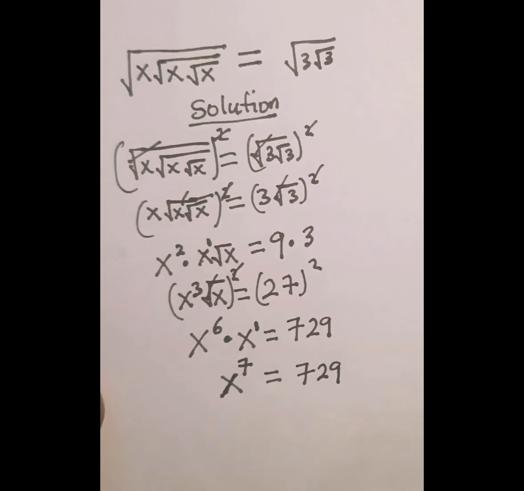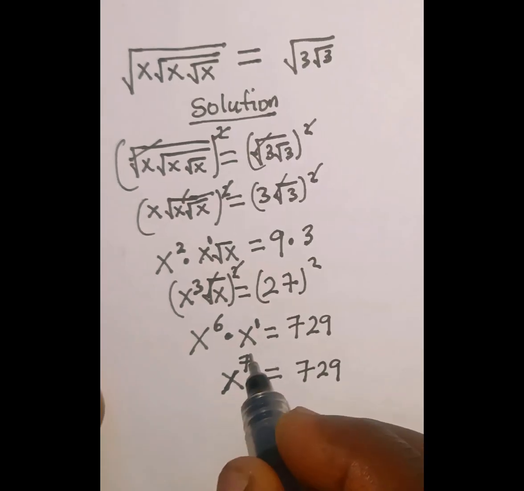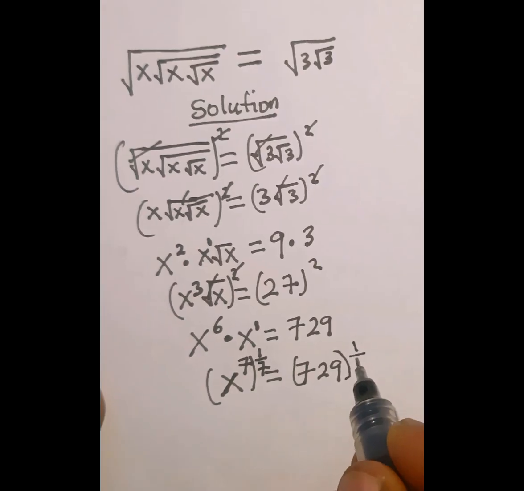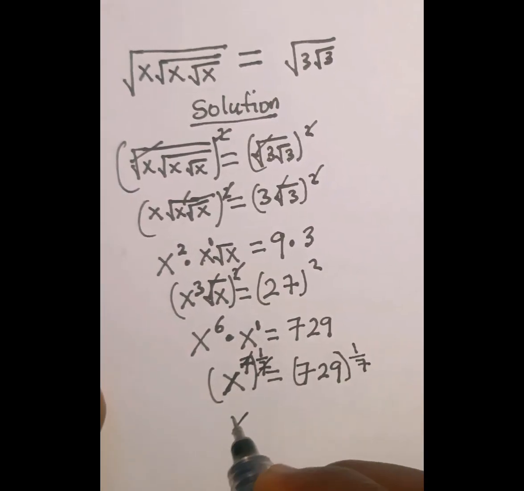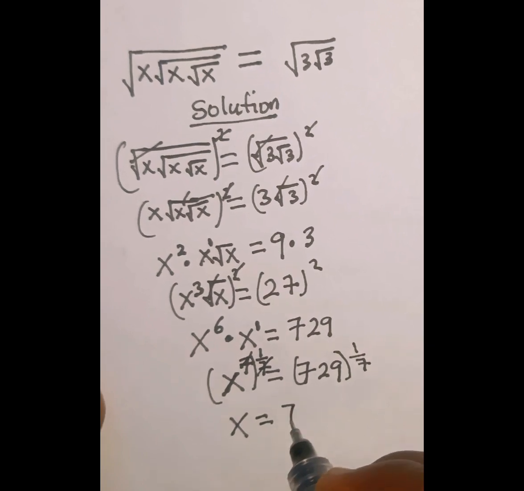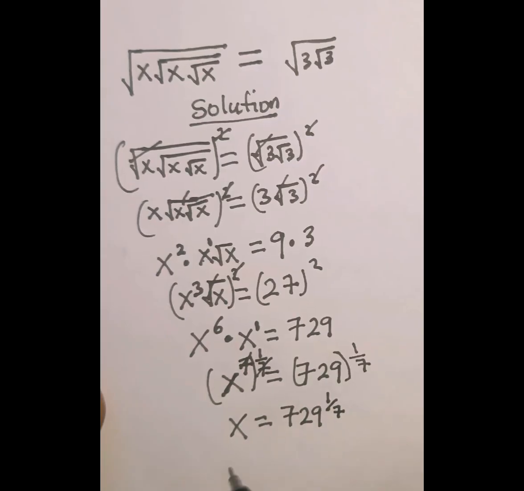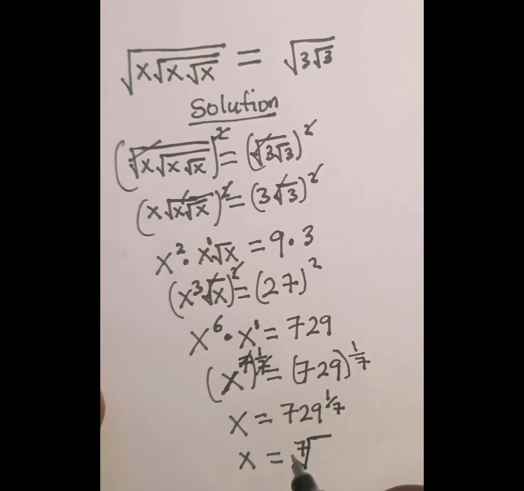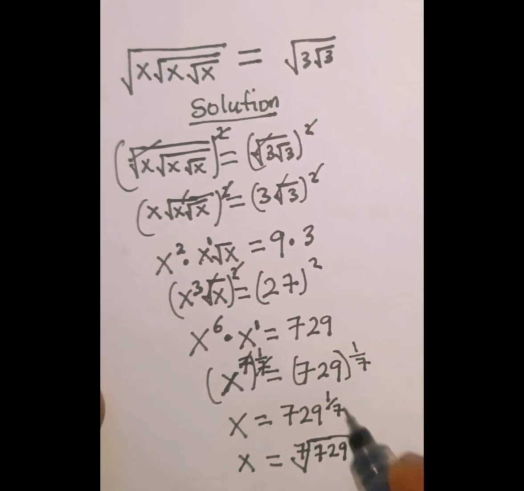Remember, we are looking for the value of x, and here we have x raised to the power of 7. So how are we going to eliminate the 7? We can raise both sides of this equation to the power of 1 over 7, so that this 7 here is going to cancel this 7. X to power 1 is the same as x, which is equal to 729 raised to the power of 1 over 7. And this can also be written as what? The seventh root of 729. So it's either this or this, they are the same.